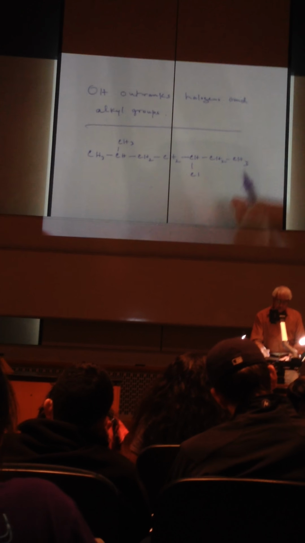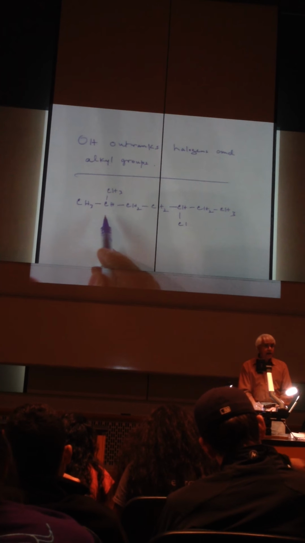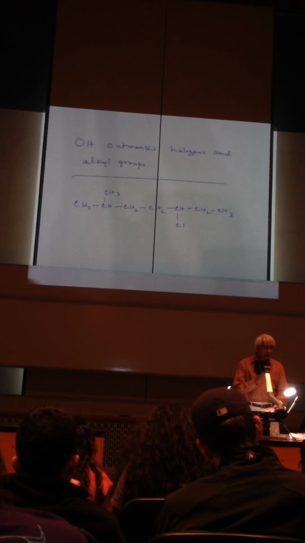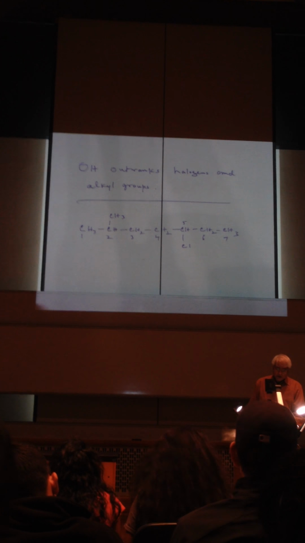And if you start from the right side, the first substituent, chlorine, is at the 3rd position. If you start from the left side, the first substituent is the methyl group, which is at the 2nd position. So we are going to do it from the left side. So 1, 2, 3, 4, 5, 6, 7. So this is a derivative of heptane. And so we call it, in alphabetical order, 5-chloro-2-methylheptane.